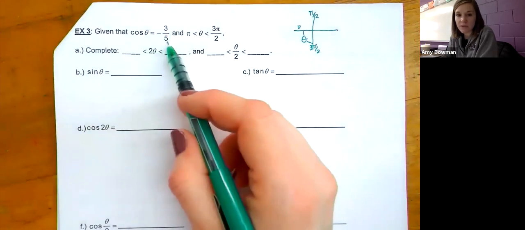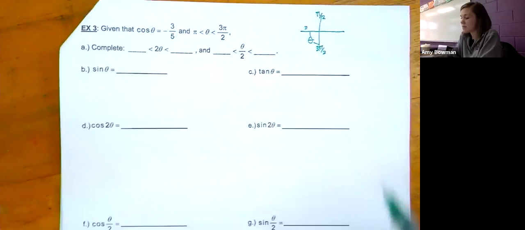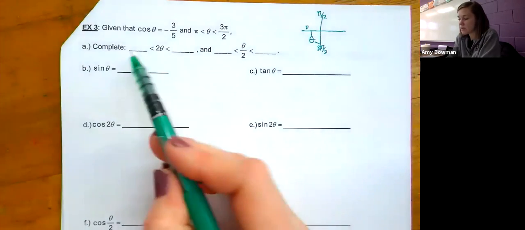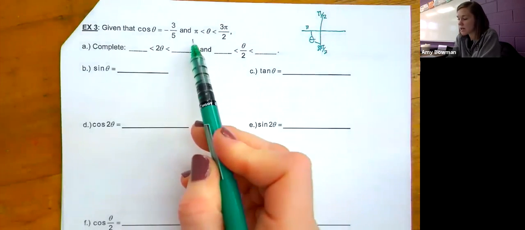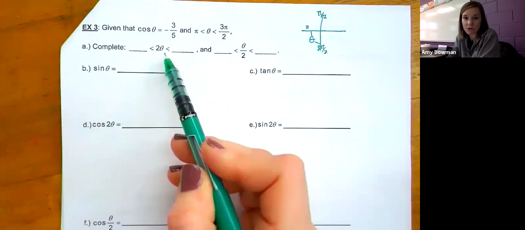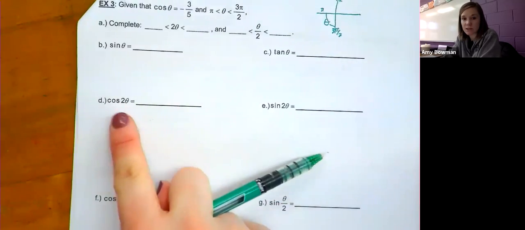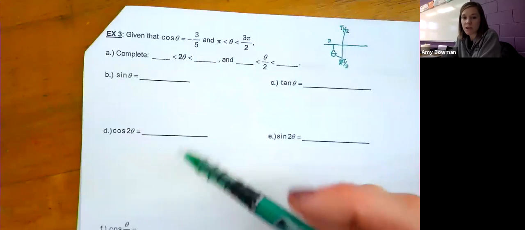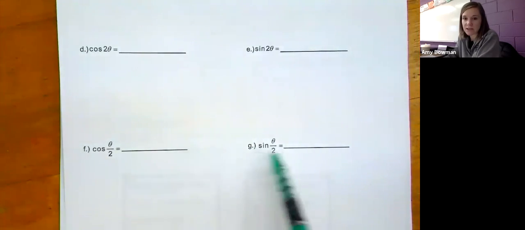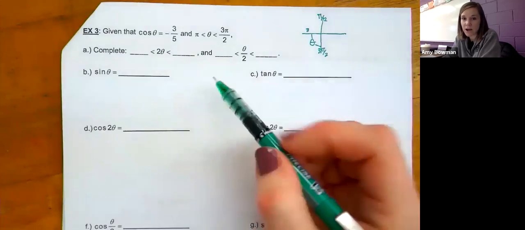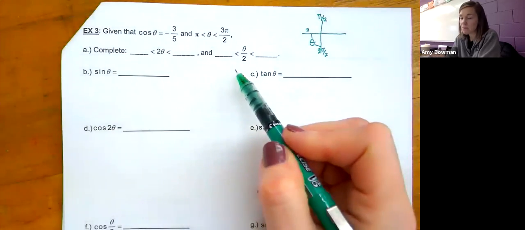Cosine is negative 3/5. Now, the first thing here is complete this. So if theta is between pi and 3 pi halves, we need to know where 2 theta is, because I'm going to be using these double angle identities. But because I'm also using these half angle identities down here, I'm also going to need to know where half of theta is. That part is really simple.